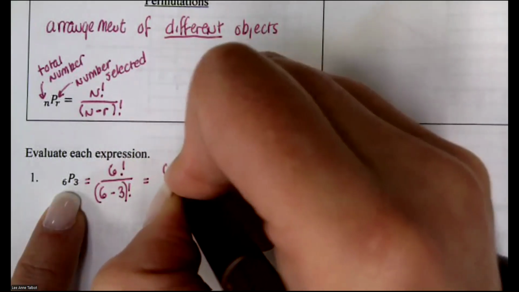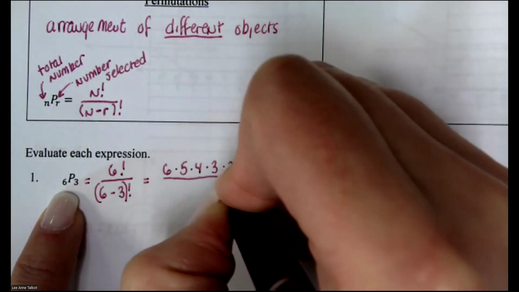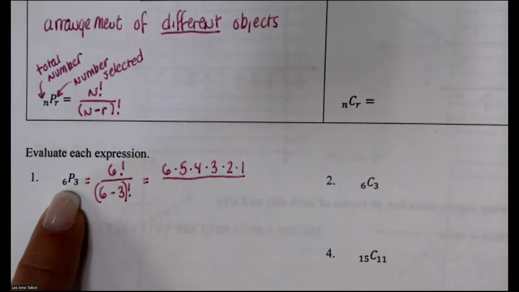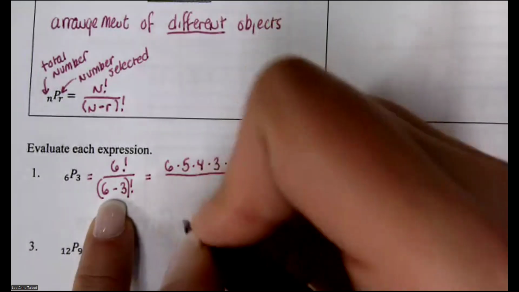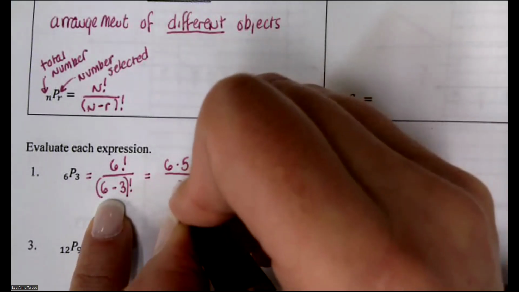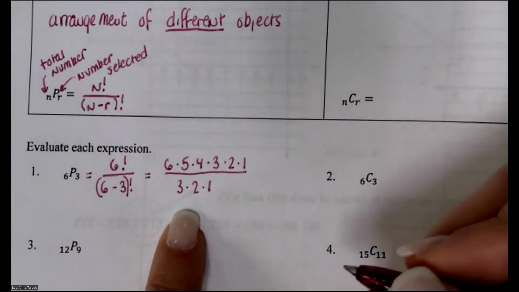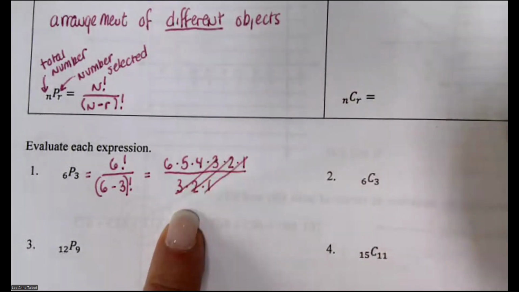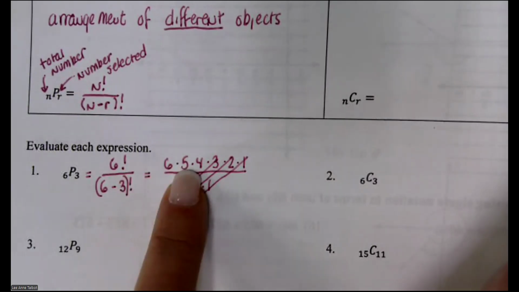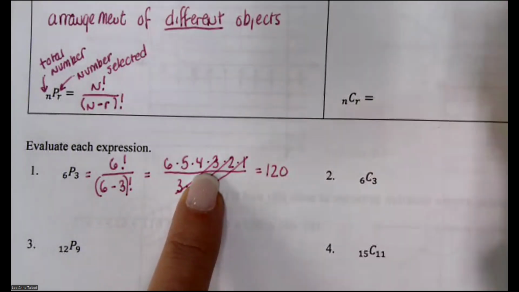6 factorial is 6 times 5 times 4 times 3 times 2 times 1. And you're wondering, Mrs. Talbot, how could you be so mean as to make me multiply that? But hold on. The bottom is 3, correct? But it's not just 3, it's 3 factorial. So it's 3 times 2 times 1. And then stuff cancels out. So the 1's cancel, and the 2's cancel, and the 3's cancel. And you have 6 times 5, which is 30, times 4, which is 120.